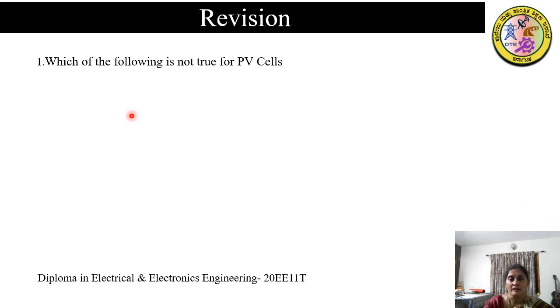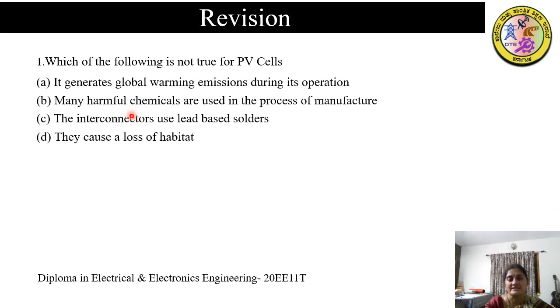Question number 1. Which of the following is not true for PV cells? First option, it generates global warming emission during its operation. The second option is, many harmful chemicals are used in the process of manufacture. The interconnectors use lead-based solders. D, they cause a loss of habitat.